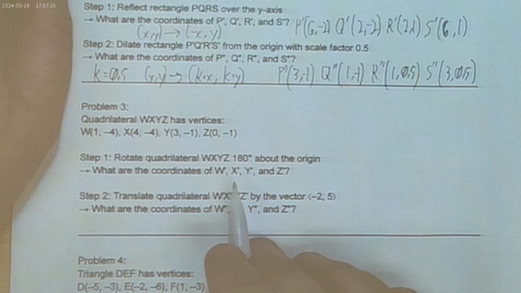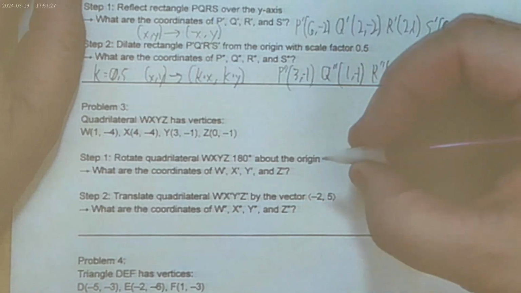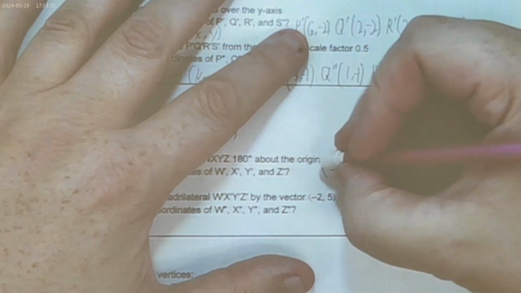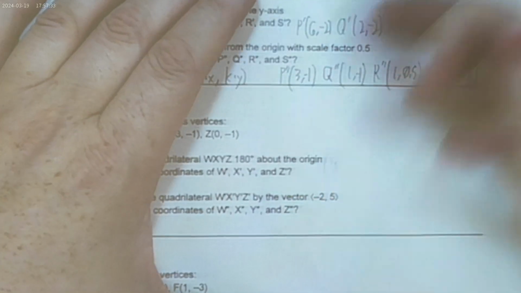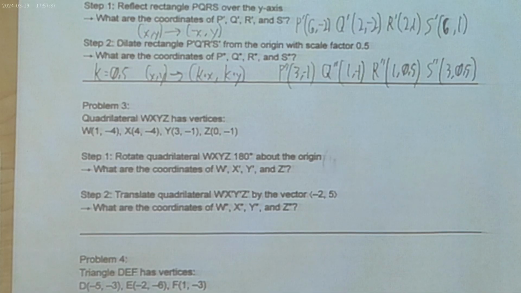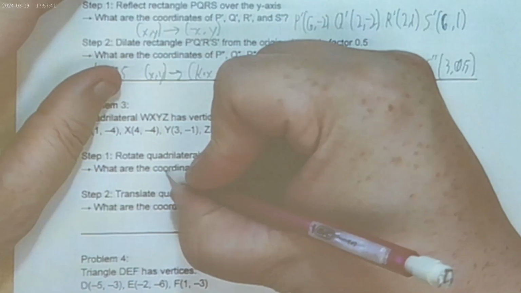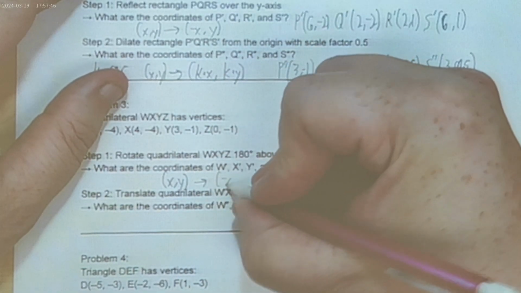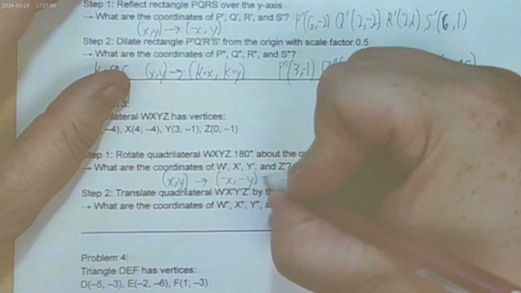All right, so we've got W, X, Y, and Z. Step 1, rotate quadrilateral 180 degrees about the origin. Well, I remember this one. I remember this transformation pretty clearly. If you rotate something 180 degrees, all you're doing is taking whatever the x is, whatever the y is, and switching their signs. So just to write it down, whatever your x and y was, it becomes negative x, negative y.